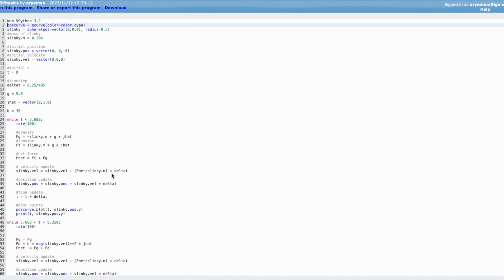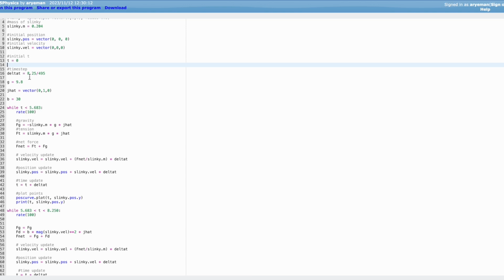Here's our GlowScript code that we use to model that falling slinky. We've created a sphere and a plottable graph, and then we define the sphere's initial mass to be 0.204 kilograms, and we take its initial position to be 0, 0, 0, because we're looking at the bottom of the slinky, and we define our coordinate axis to be at the bottom of the slinky. The slinky's initial velocity is also 0, and our initial time is 0 as well. I took the number of frames and put it over the total time. So that's our delta t.